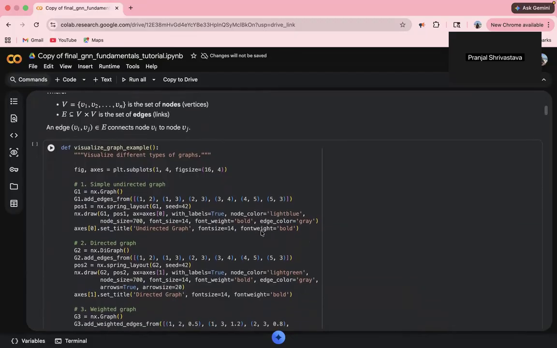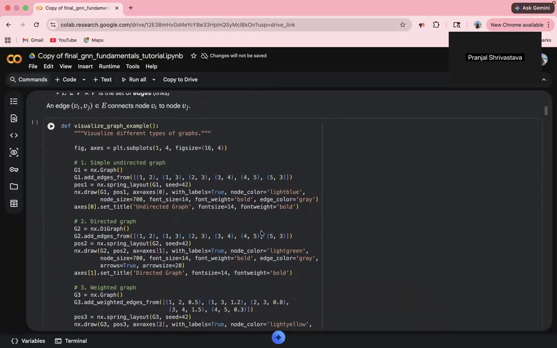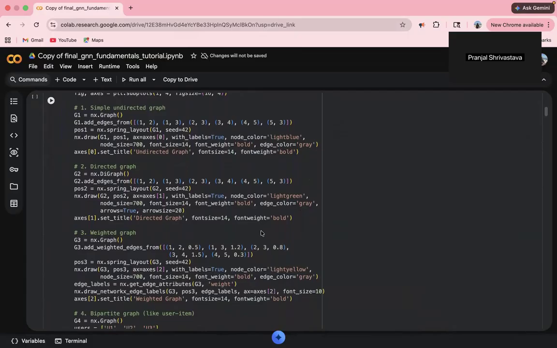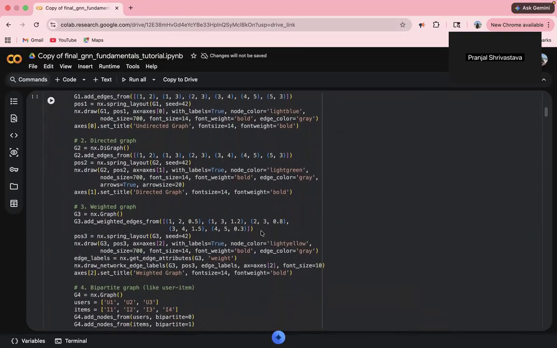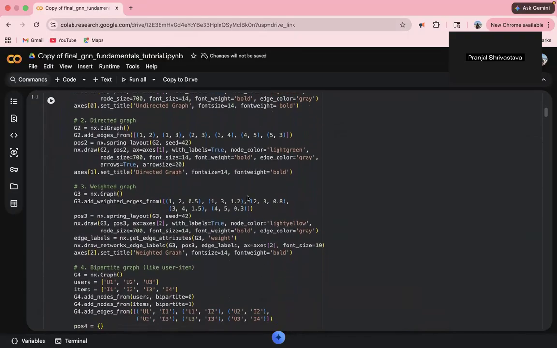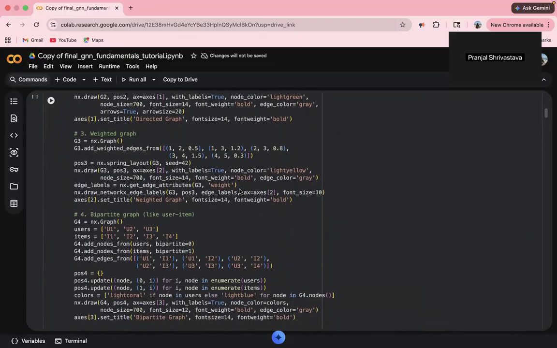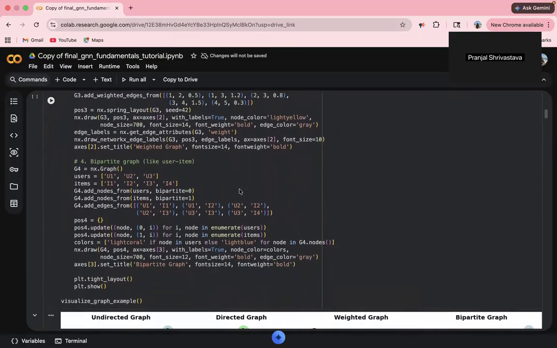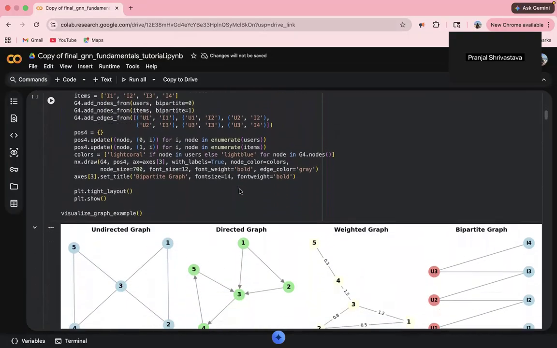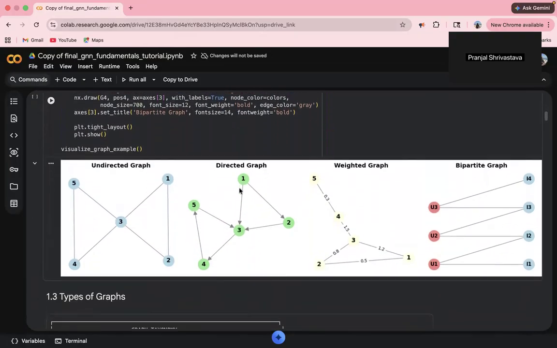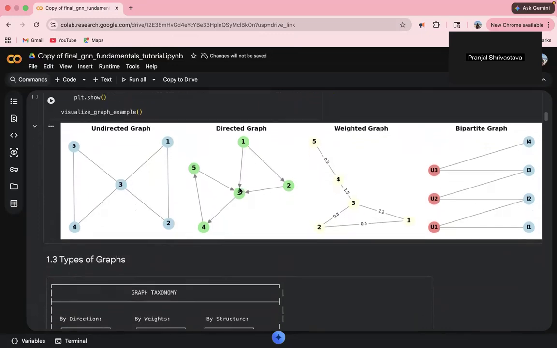An undirected graph, like a friendship network, has edges without direction. A directed graph, like a Twitter follower graph, has arrows. A weighted graph assigns values to edges, like road distances. And a bipartite graph has two types of nodes. Here, users and items, connected across but not within groups. Every GNN paper you'll read works with one of these four types.